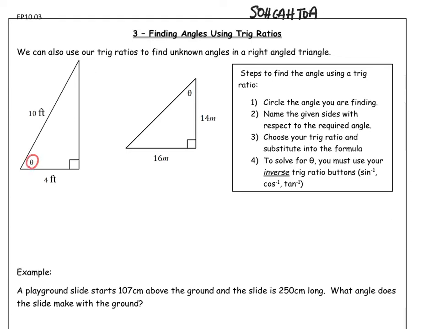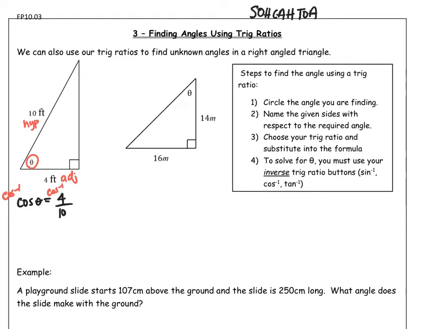We identify the angle that I want to find, and then I name the sides according to that. So this would be adjacent, and this would be hypotenuse. So write down the formula. That would be the cosine ratio. So cos of theta is equal to adjacent over hypotenuse. Now, the trick here is that in order to solve for the angle, you can't divide by cos. So we do something called the inverse cos. So it's cos to the -1 on both sides.